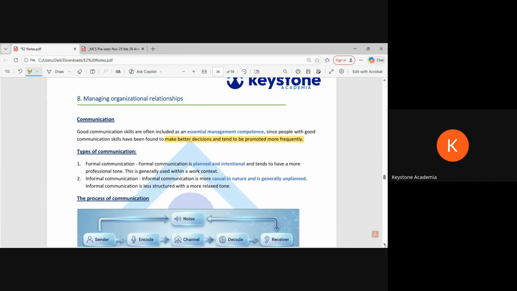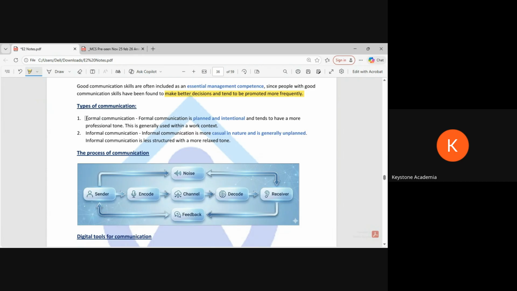Then types of communication. This is also important. Formal and informal. Usually we think that everything is decided in formal communication, but we can say most of the things are decided in informal communication, which happens outside the meeting, outside the board meeting. Maybe officially they disclose it in a formal communication, but usually human beings like informal communication, right? Formal communication is planned and intentional and tends to have a more professional tone. This is generally used within a work context, like emails, which are usually formal.